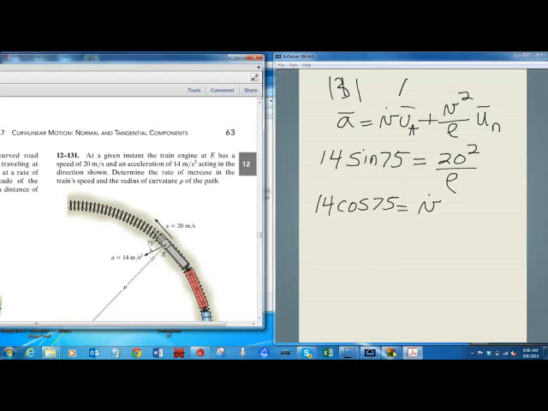The normal is right here. Yes, 14 sine 75 is the normal acceleration. 14 is the acceleration. This one here? Yeah. Below. Okay, this is the tangent acceleration. Okay, that's the normal acceleration. Okay. Because it's that much in that direction.